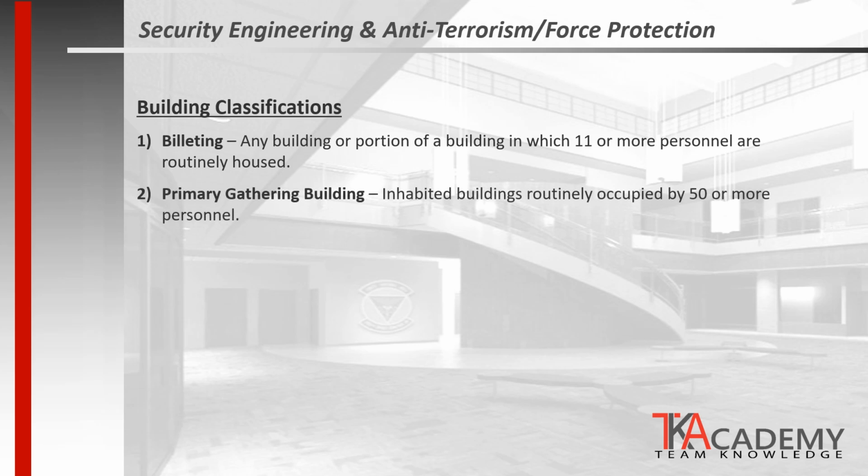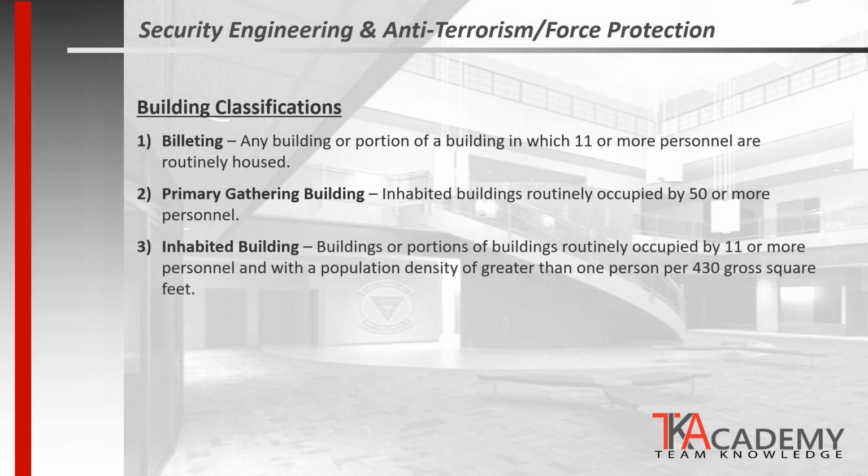Second is primary gathering buildings, which is a building routinely occupied by 50 or more personnel. Most buildings will fall in this category. The third is inhabited buildings, which is a building or portion of a building routinely occupied by 11 or more personnel with a population density of greater than 1 person per 430 gross square feet. These would commonly be warehouse or storage facilities.